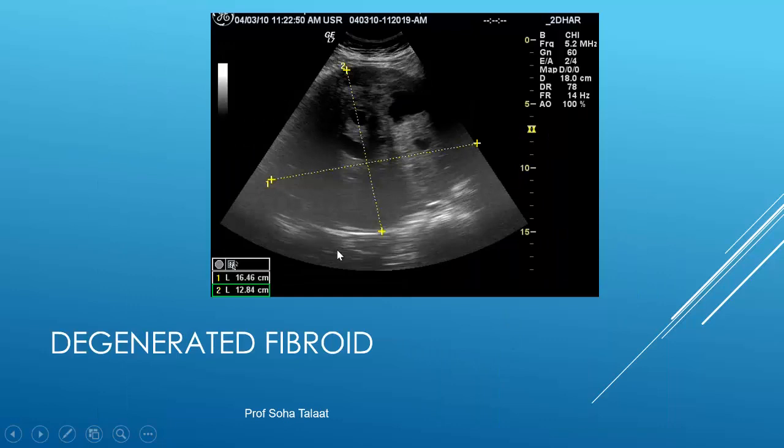And this is the appearance of a degenerated fibroid. You find cystic areas. Bizarre shaped, geographical appearance of the cystic areas, not like adenomyosis where we find just cystic spots like this. So this is a degenerated fibroid, and usually it is hyperechoic in signal due to hyaline and myxoid degeneration.